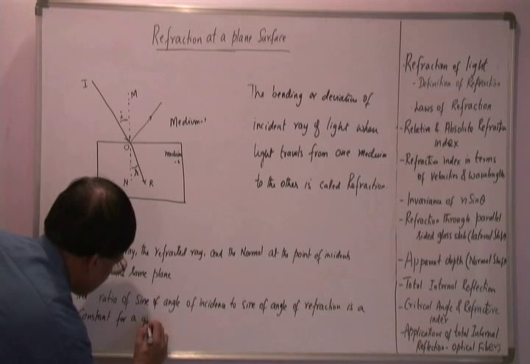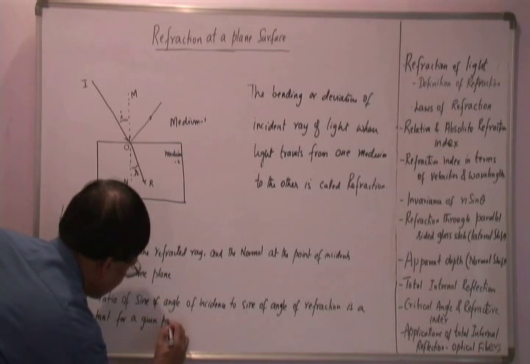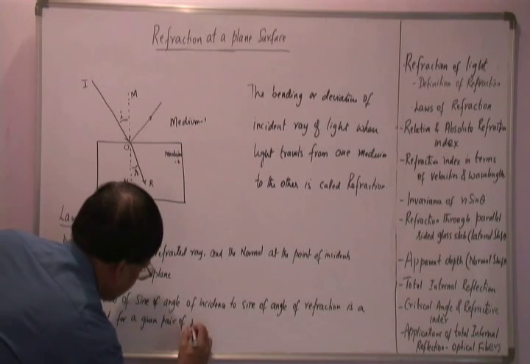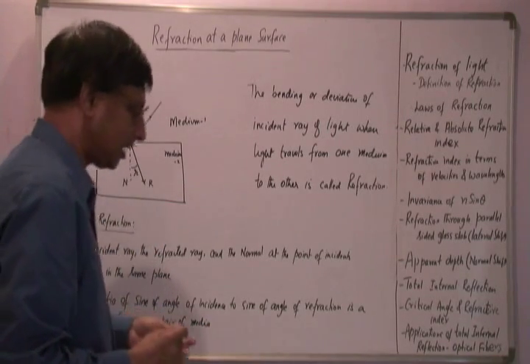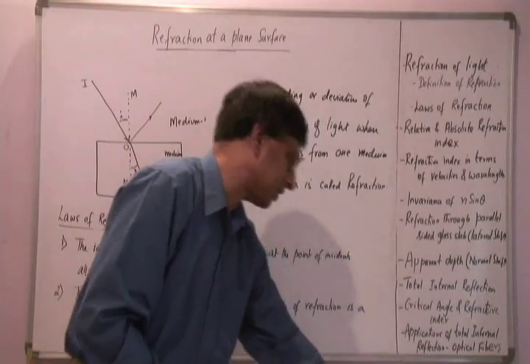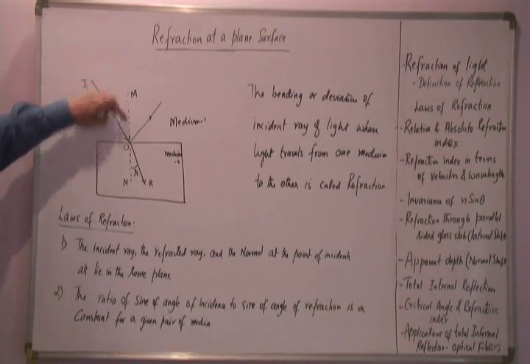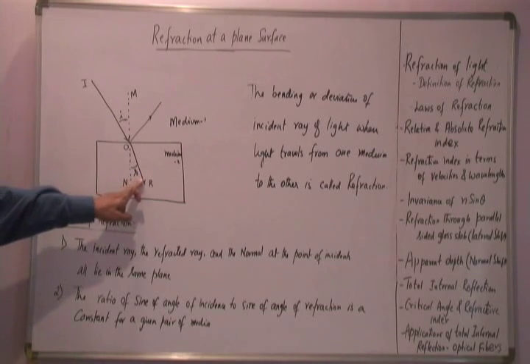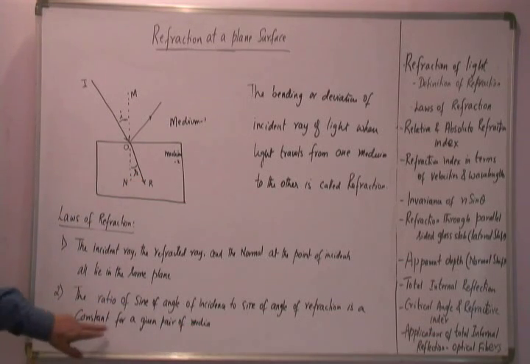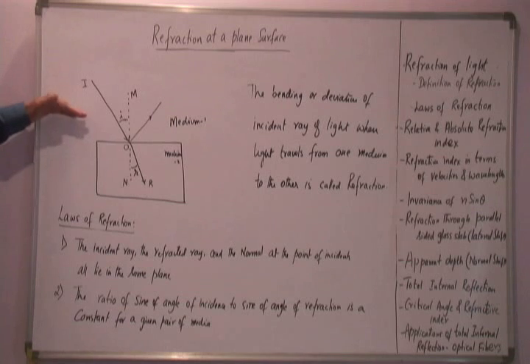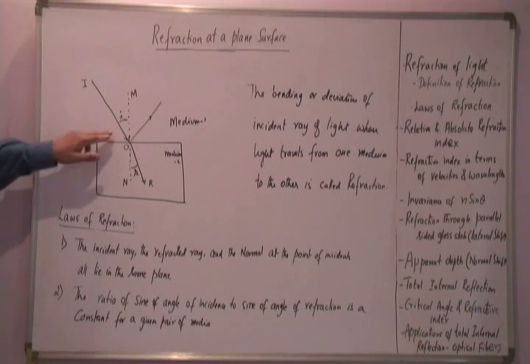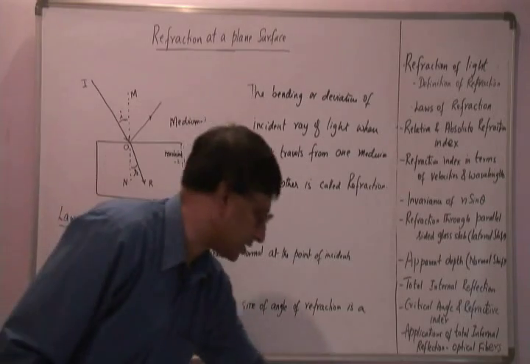For a given pair of media, optical media, and for the given wavelength, of course. So the ratio of the sine of the angle of incidence to the sine of angle of refraction is a constant for a given pair of media. That means if I consider air and glass, for example, sin I divided by sin R is always a constant.